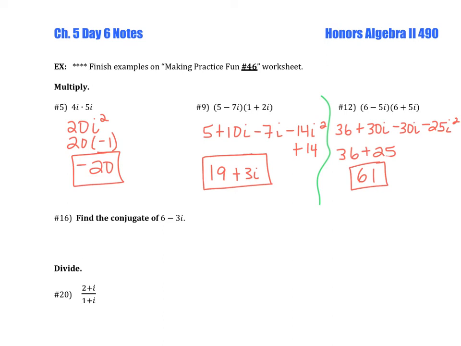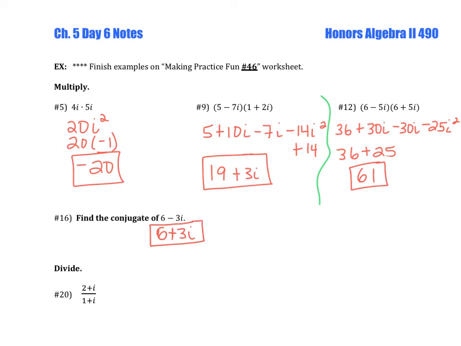All right, when we look at the next example, which happens to be number 16 off of that Making Practice Fun number 46 worksheet, it asks us to find the conjugate of 6 minus 3i. So for a conjugate, we're going to keep the first term the same, so a positive 6, and then we're going to take the opposite of the second term. So originally it was a negative 3i, now we're going to make it a positive 3i. So the conjugate of 6 minus 3i is 6 plus 3i.